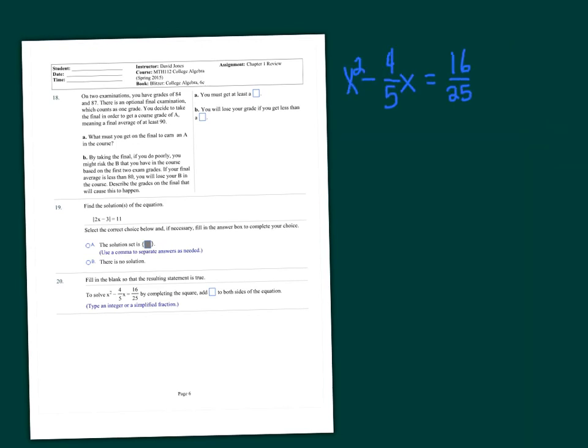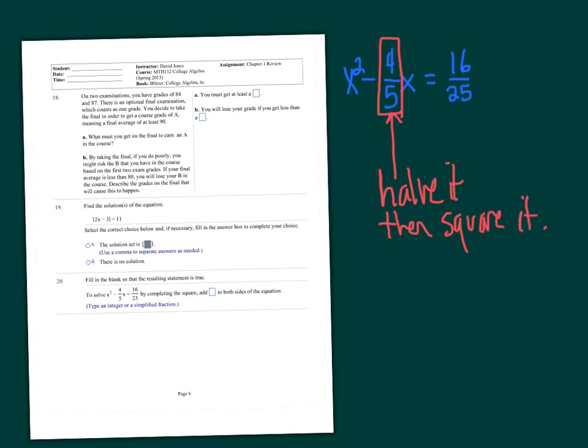Okay, number 20 says fill in the blanks so that the resulting statement is true. To solve x squared minus 4 fifths x equals 16 over 25 by completing the square, add blank to both sides of the equation. So keep in mind, whenever we're completing the square, if we've got the x terms on one side, and that's all we've got here, we've got the x squared and the negative 4 fifths x, what we're going to do is take that thing in front of x and halve it, then square it.